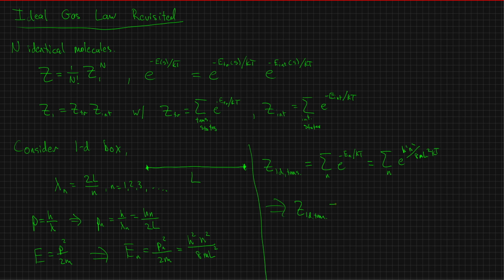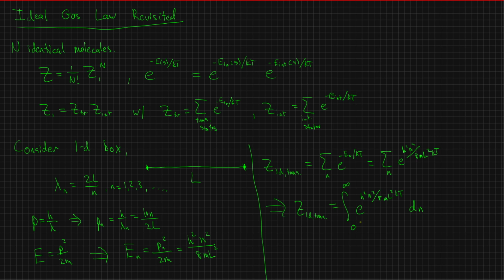translational, and we can write it as an integral from 0 to infinity of e to the minus h squared n squared all over 8mL squared kT. And you might notice something a little funny right here. This n went from 1 to infinity effectively, and now I've just magically pushed it down to 0. In the grand scheme of things, that doesn't actually matter. That little piece from 0 to 1 doesn't matter at all, so you can totally forget about that. But do note that this sum goes from 1 to infinity. I'm taking 0 to infinity just because it's nicer.